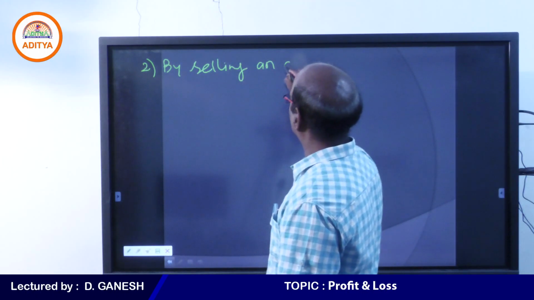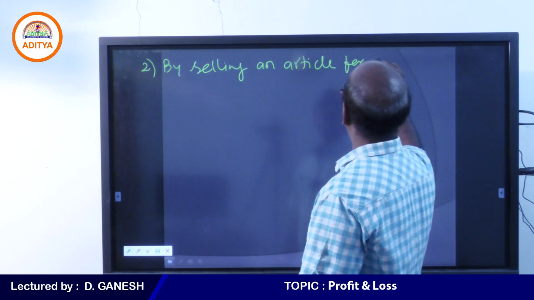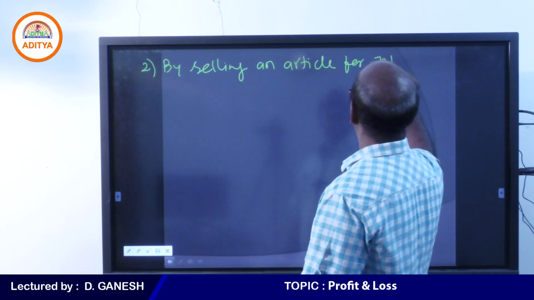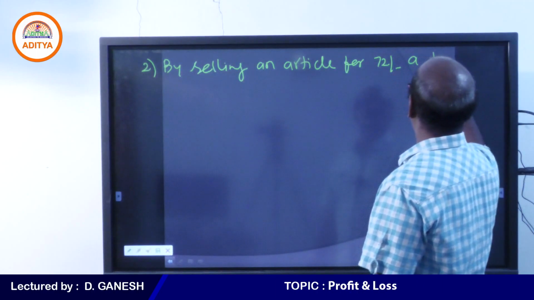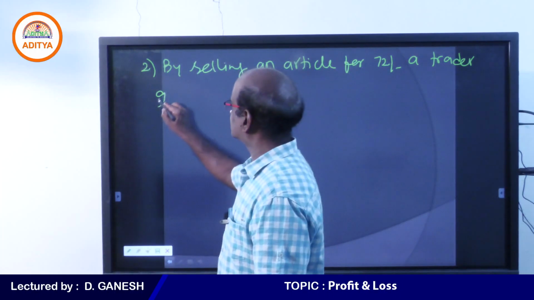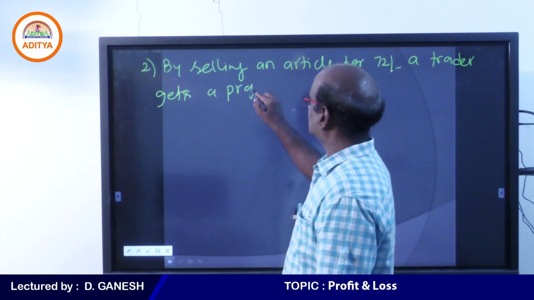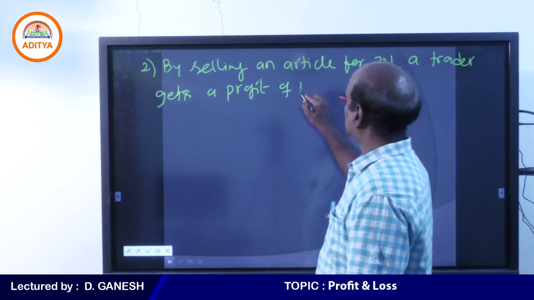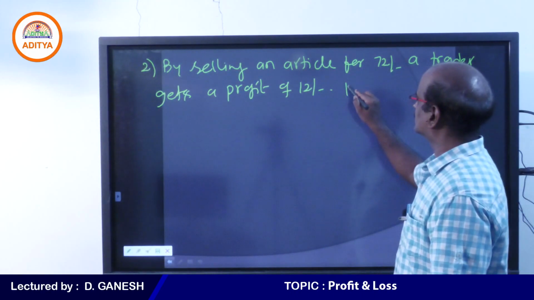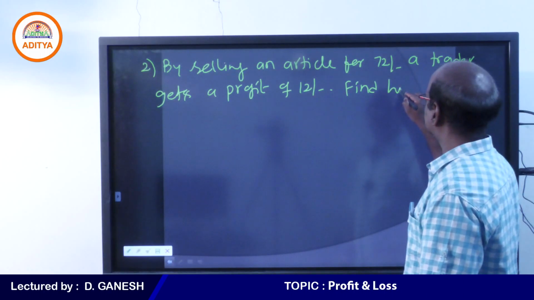By selling an article for 72 rupees, a trader gets a profit of 12 rupees. Find his profit percent.